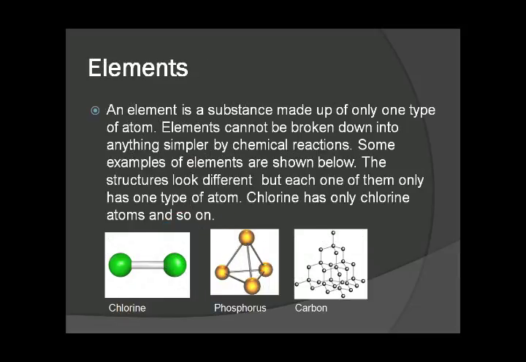So we're at elements. An element is a substance made up of only one type of atom. Elements cannot be broken down into anything simpler by chemical reactions. Some examples of elements are shown below. The structures look different, but each of them only has one type of atom. Chlorine has only chlorine atoms, and so on. Examples are chlorine, phosphorus, and carbon. You can see the bonds between the atoms, and there's only one type of atom in these elements.